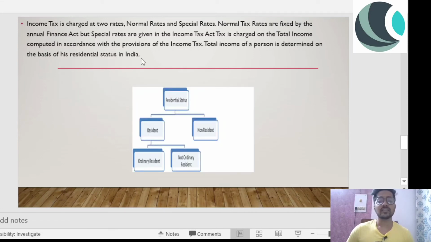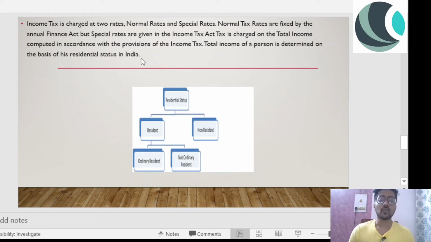Now, income tax is charged at two rates: normal rate and special rates. Normal tax rates are fixed by the Annual Finance Act, but special rates are given in the Income Tax Act. So we are talking about the rates at which income tax is being charged. From where do we get the normal rate? Normal rates are fixed by the Annual Finance Act that is presented in the budget session, right? But special rates are given in the Income Tax Act, which have already been mentioned and have been going on for a while.